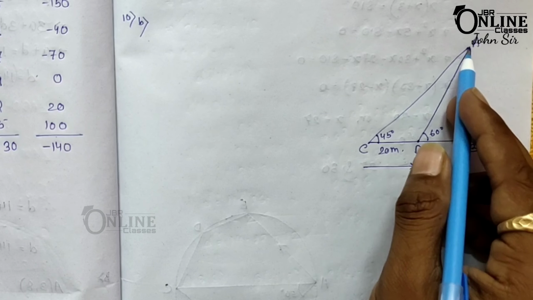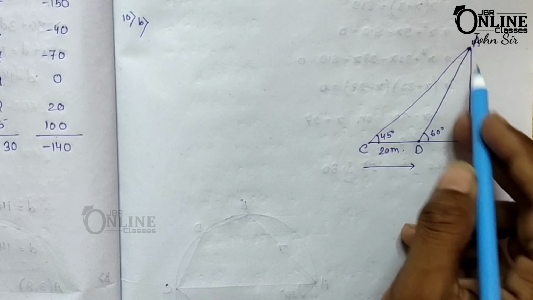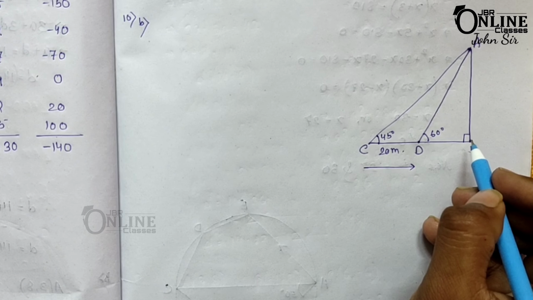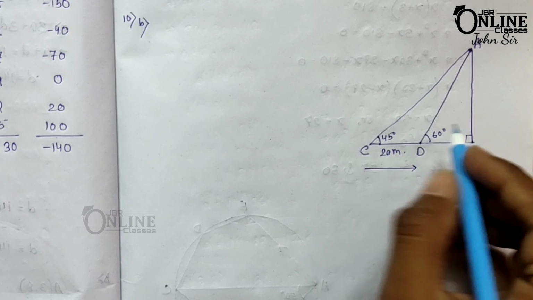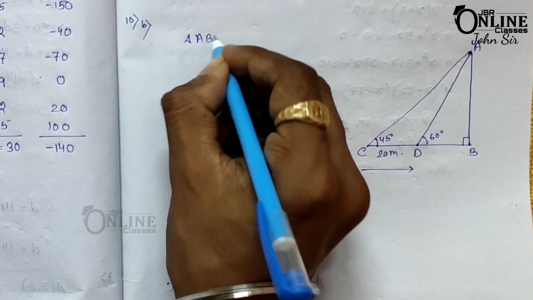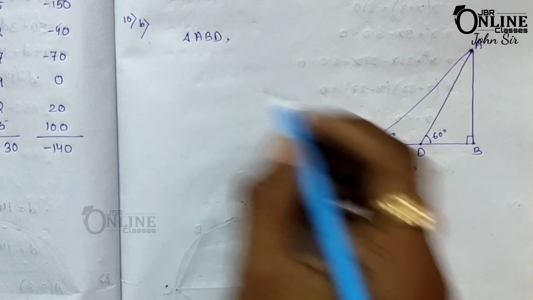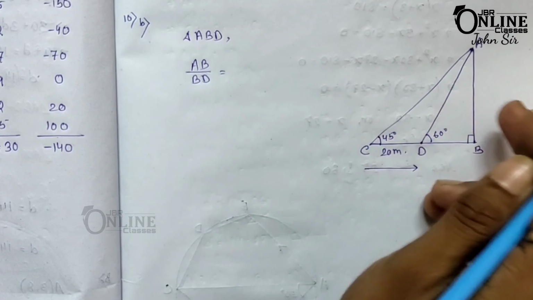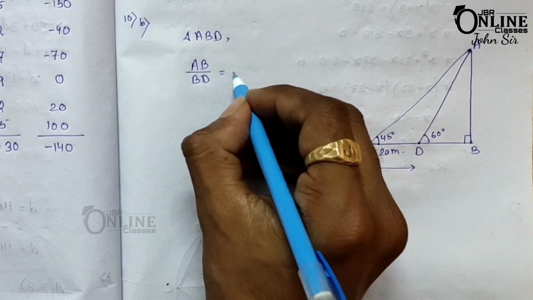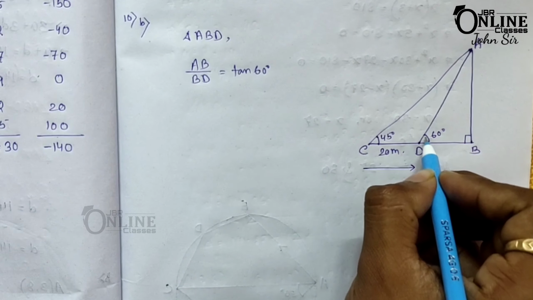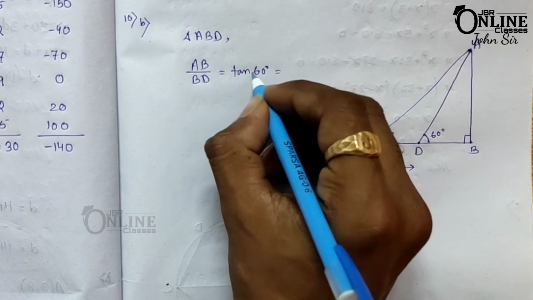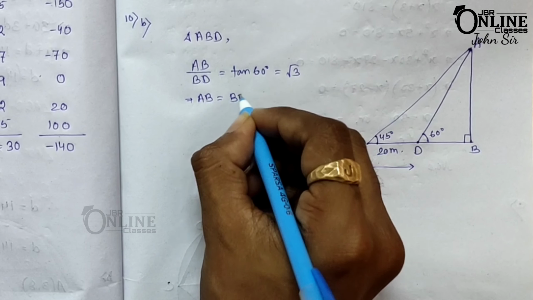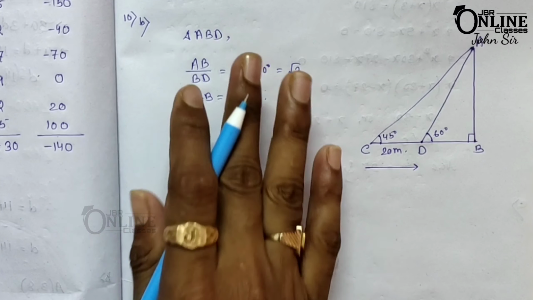Okay, so here ABC is a triangle and the second one, ABD, is another triangle where angle D equals 90 degrees. Clear? So from the first one, from triangle ABD, AB by BD, that means height by base, equals tan 60 degrees, as the angle of elevation equals 60. Now what is the value of tan 60? That equals root 3. So from here you can easily write AB equals BD root 3. Okay, so that is the first one.